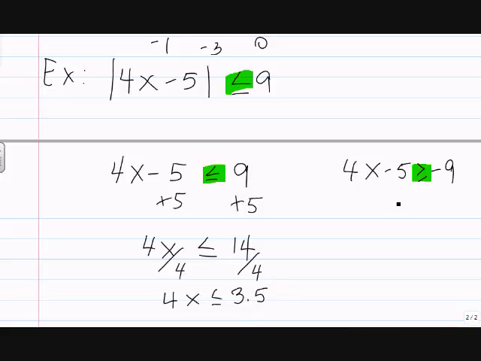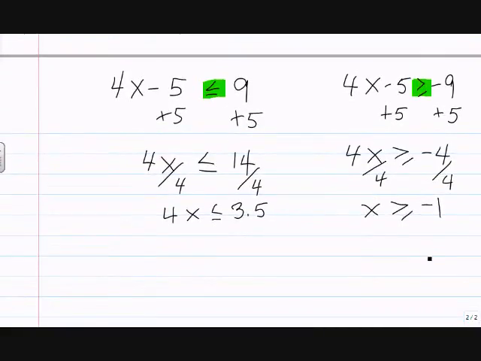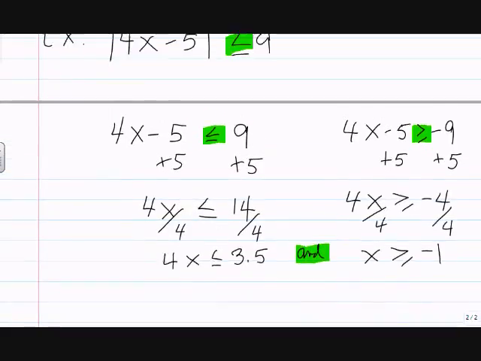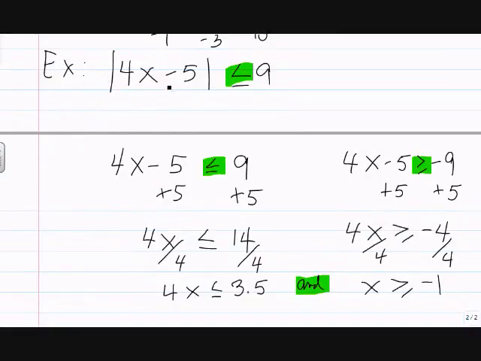I'll do the same with the other inequality. Add 5, and I get 4x greater than or equal to negative 4. Divide both sides by 4, and I get x greater than or equal to negative 1. And these become an AND. I write this inequality 2 times.